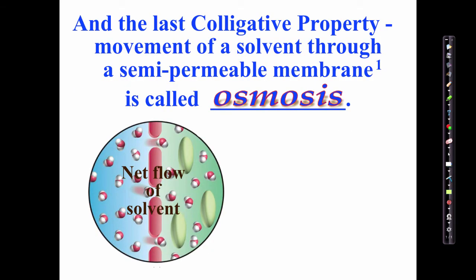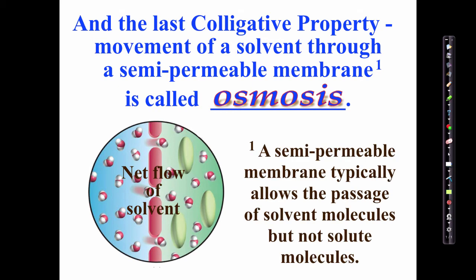Okay, now the last colligative property, we've seen freezing point depression, boiling point elevation, and vapor pressure lowering. And the last colligative property we'll deal with is what happens when we have a solvent move through a semi-permeable membrane, and that is called osmosis. And you've probably heard of osmosis before.